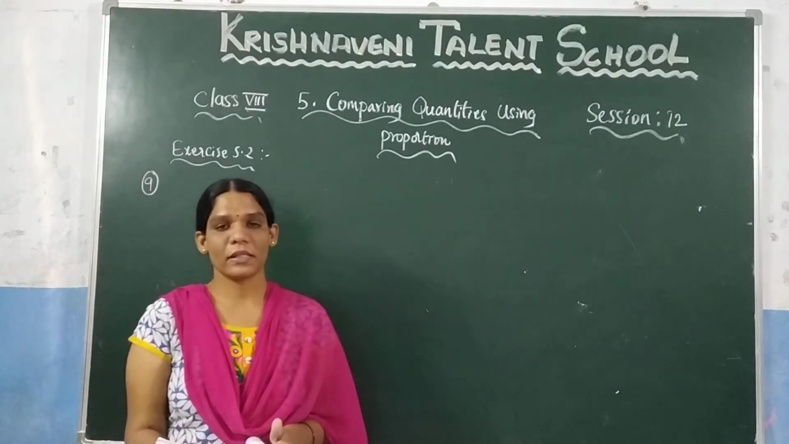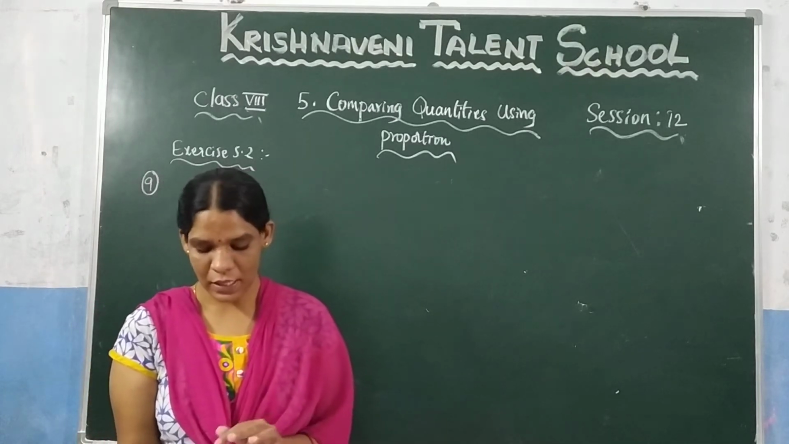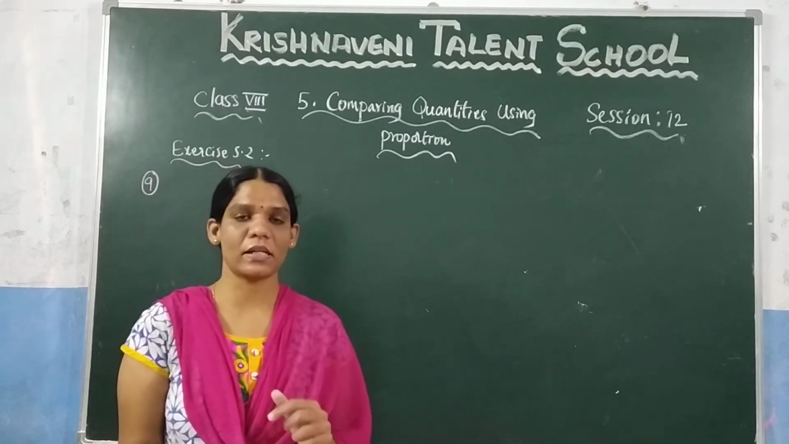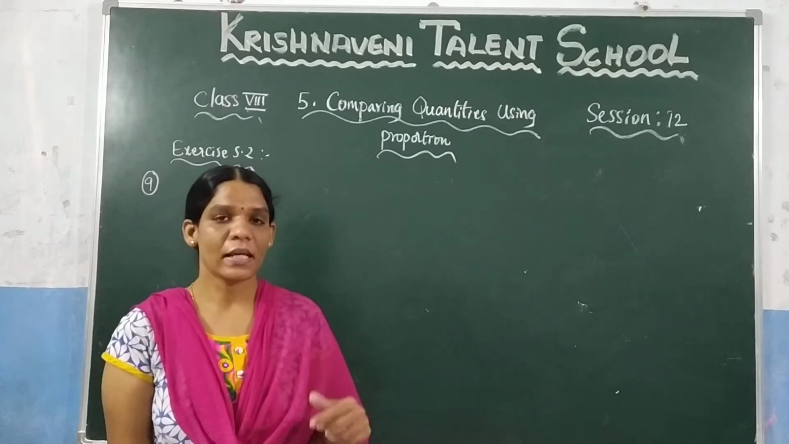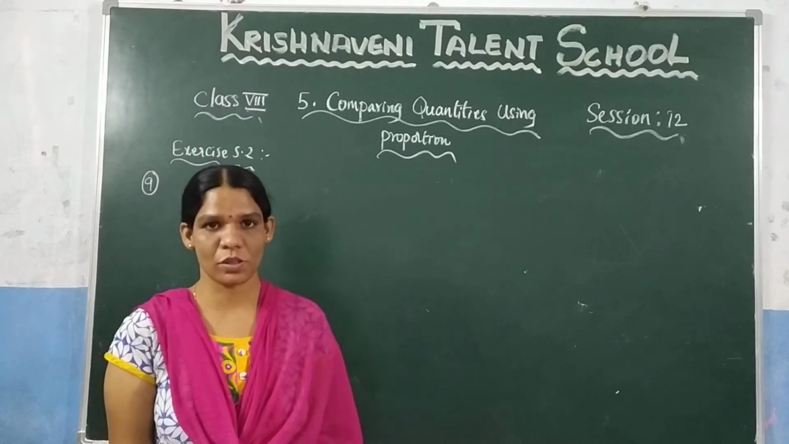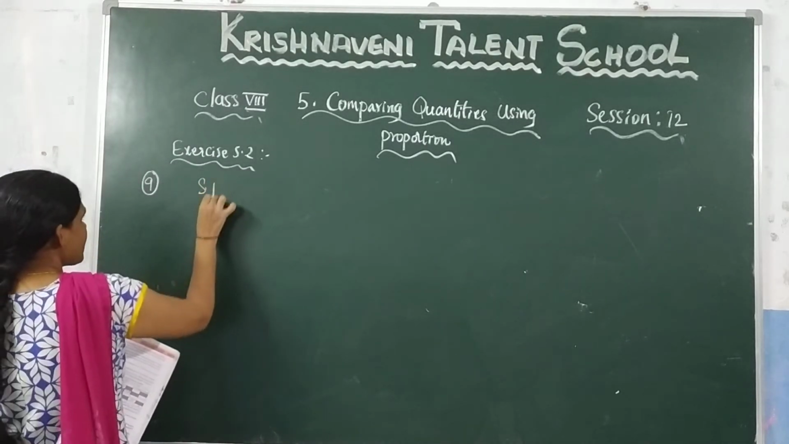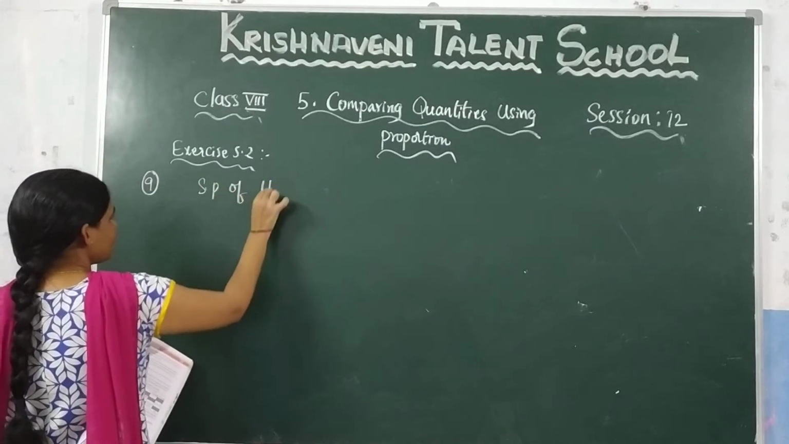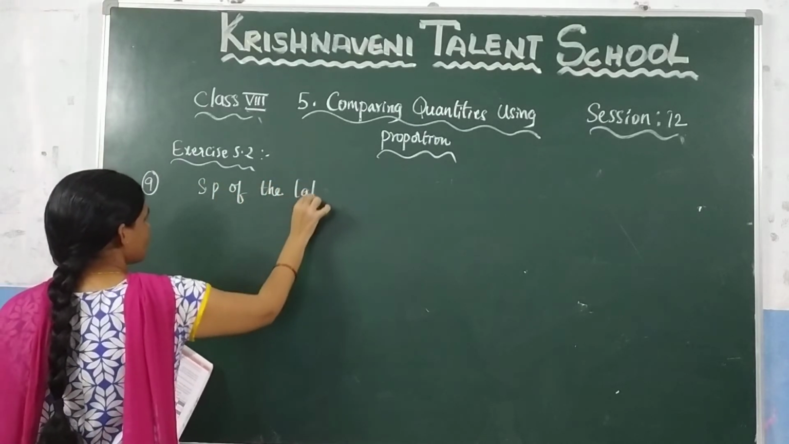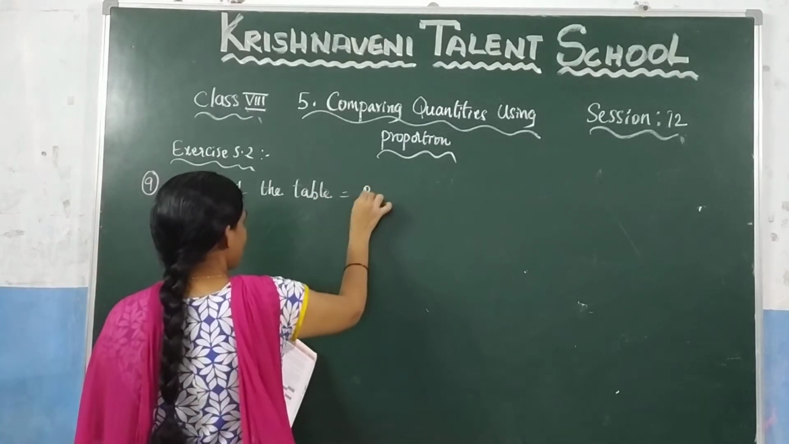So here they have said that one table is there. They have sold that table at a cost of 2,142 rupees. That means it will become the selling price because they said that the table was sold. So here they have given the selling price of the table, which is 2,142.